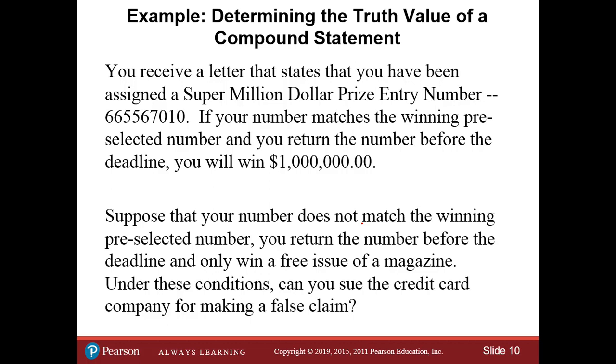So before the comma, everything before the comma is together. So that's where the parentheses are going to come in. And then if that's true, then you win $1 million. Okay? If they don't give you the $1 million, then they lied.